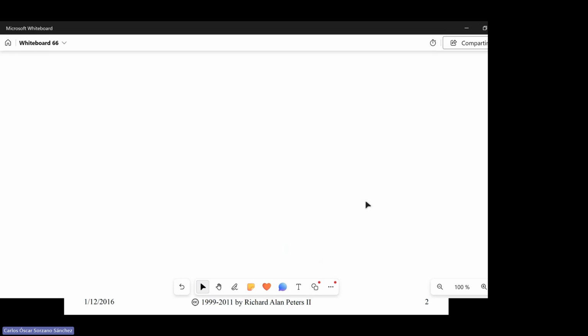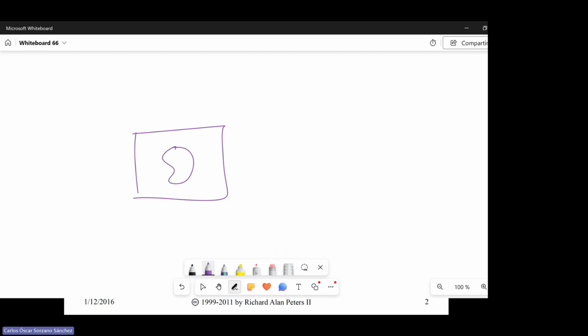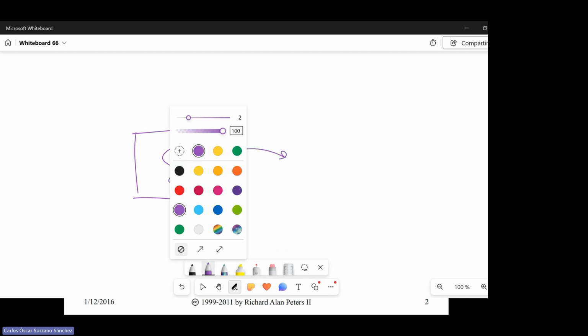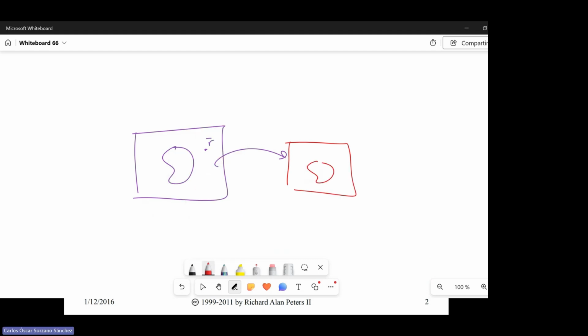Let's say that we have an input image, some object, and then you have a location here that we will call R, and then we transform it into a different one that is, let's say, smaller. Then you have to say R prime, this pixel is coming from this one.